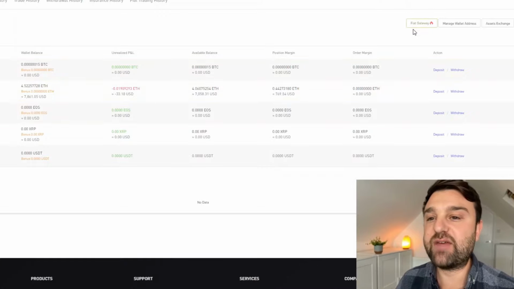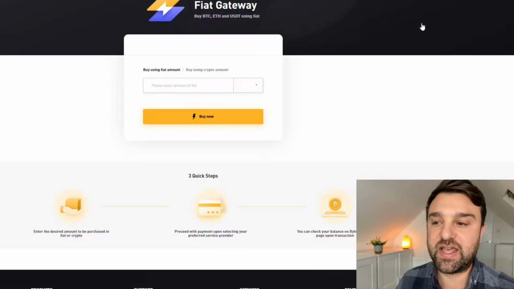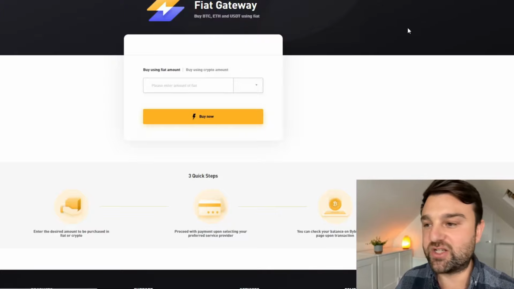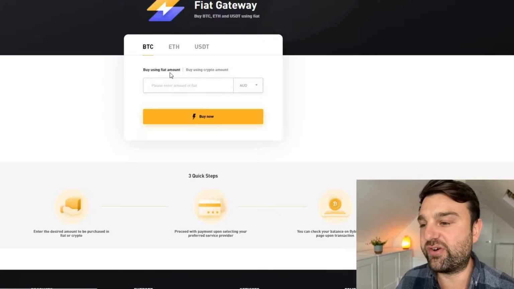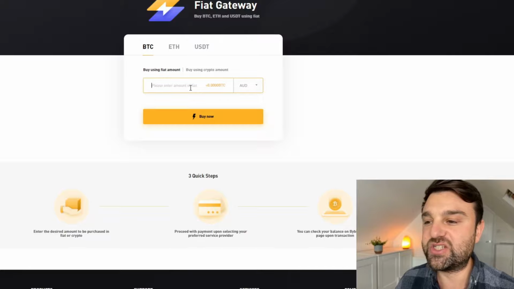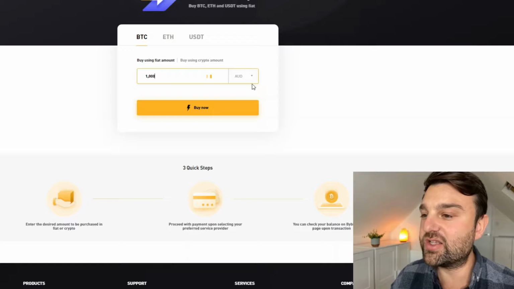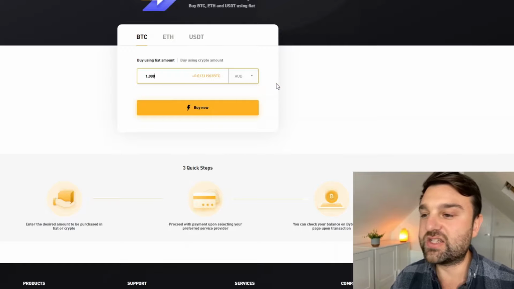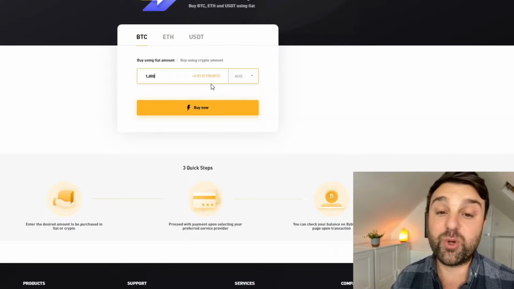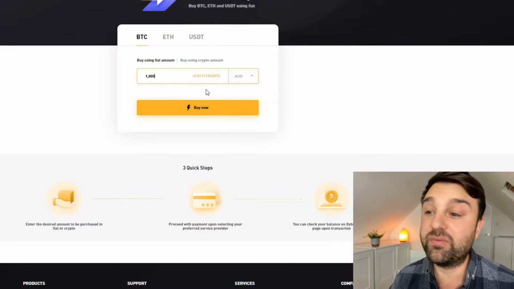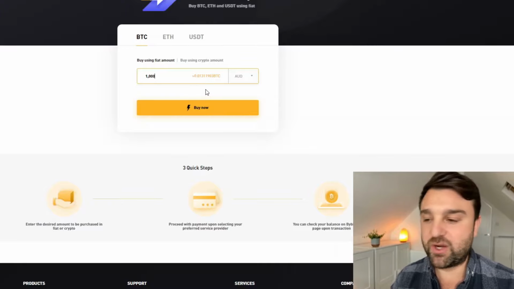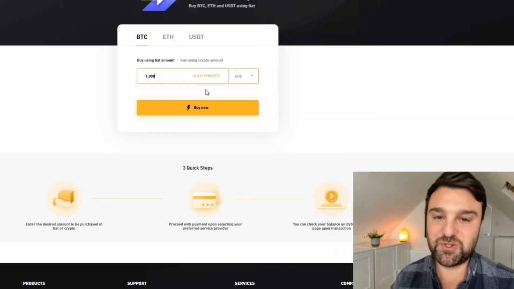good about Bybit is they have a fiat gateway. You can click on this here and you can actually buy Bitcoin directly through their platform, or Ethereum, for example. It's in Aussie dollars at the moment. Let's say you wanted to buy 1,000 Australian dollars. 1,000 Australian dollars at the time of recording is 0.0131 Bitcoin. So you can easily buy Bitcoin straight into the platform. So that's how you deposit.